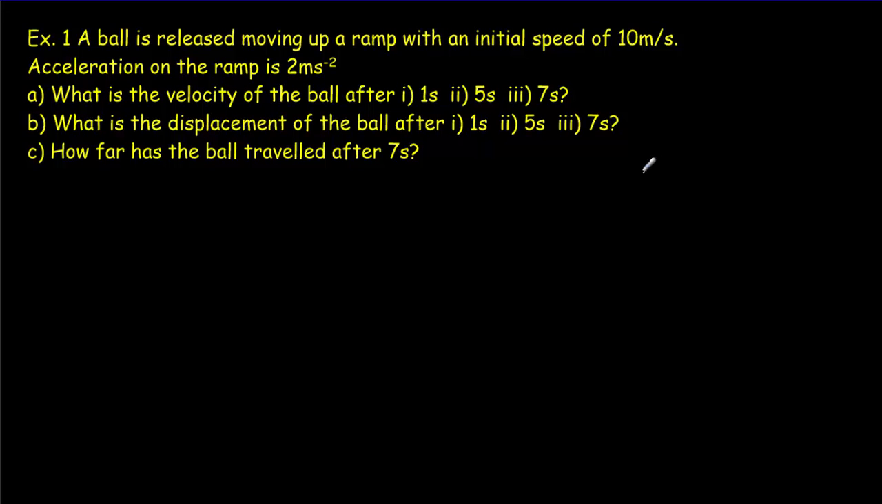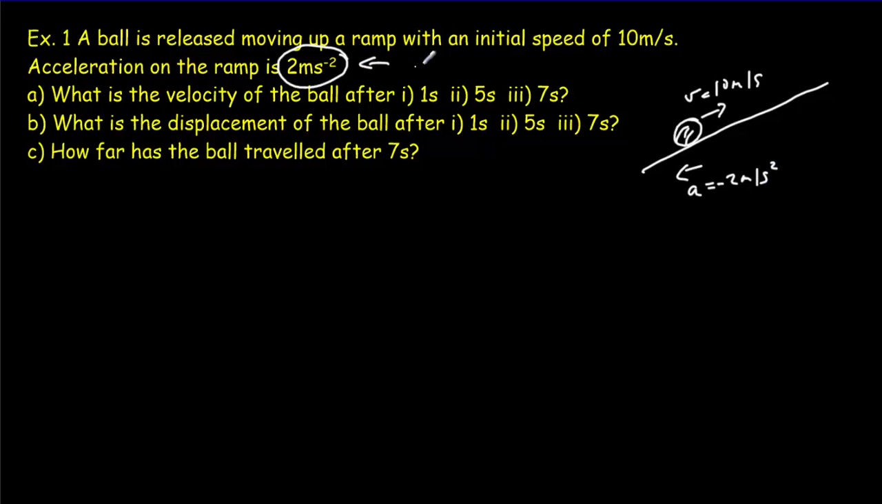It's always a good idea to start off with some sort of diagram. So we've got a ball on a ramp, and we're giving it a speed of 10 meters per second. However, there's going to be an acceleration, and we're told the acceleration is 2. Now, make sure you realize the acceleration has to be opposite to that initial velocity up the ramp. So it's going to be a negative 2 meters per second squared. So this was really just a magnitude that they were giving us, and we had to choose the direction.